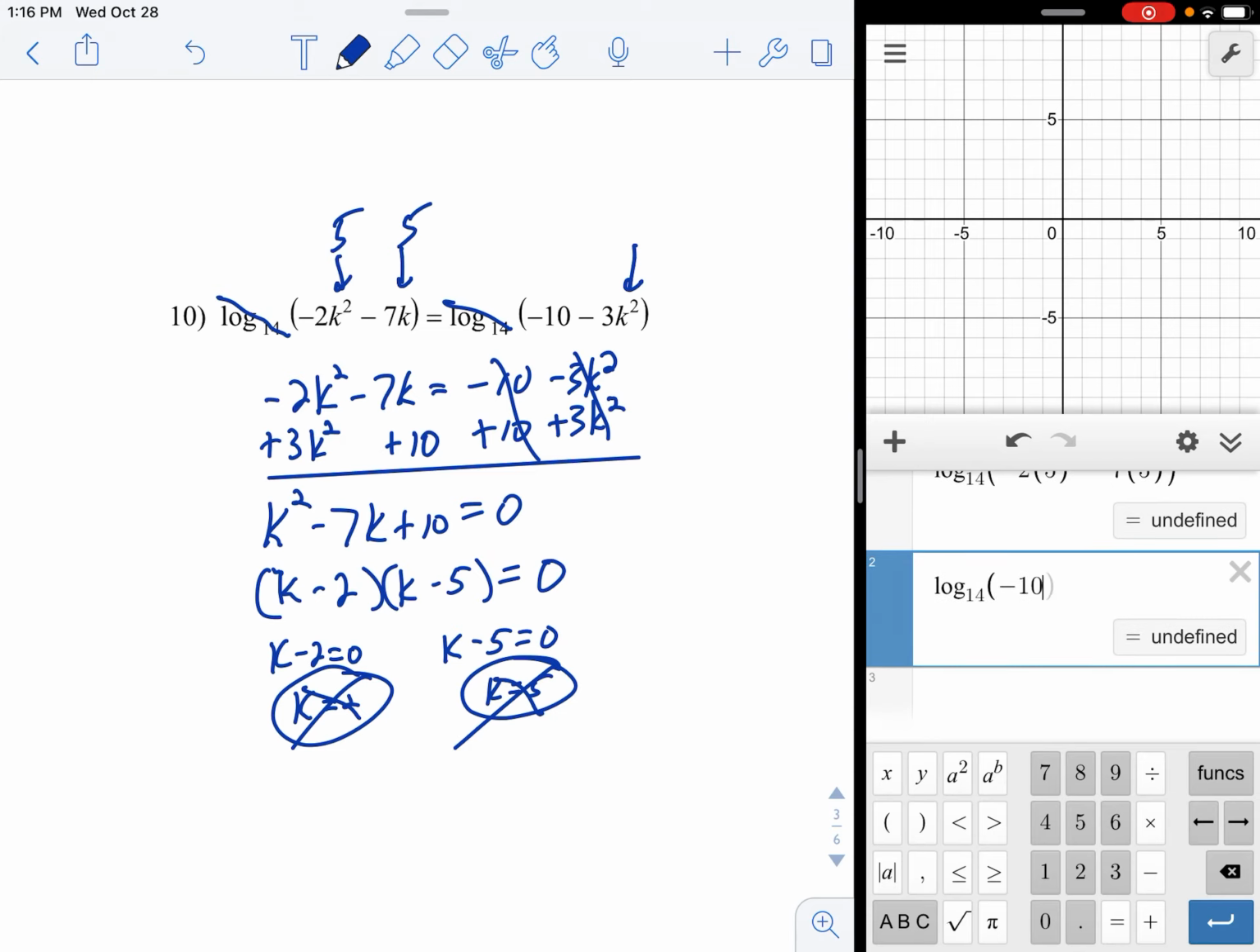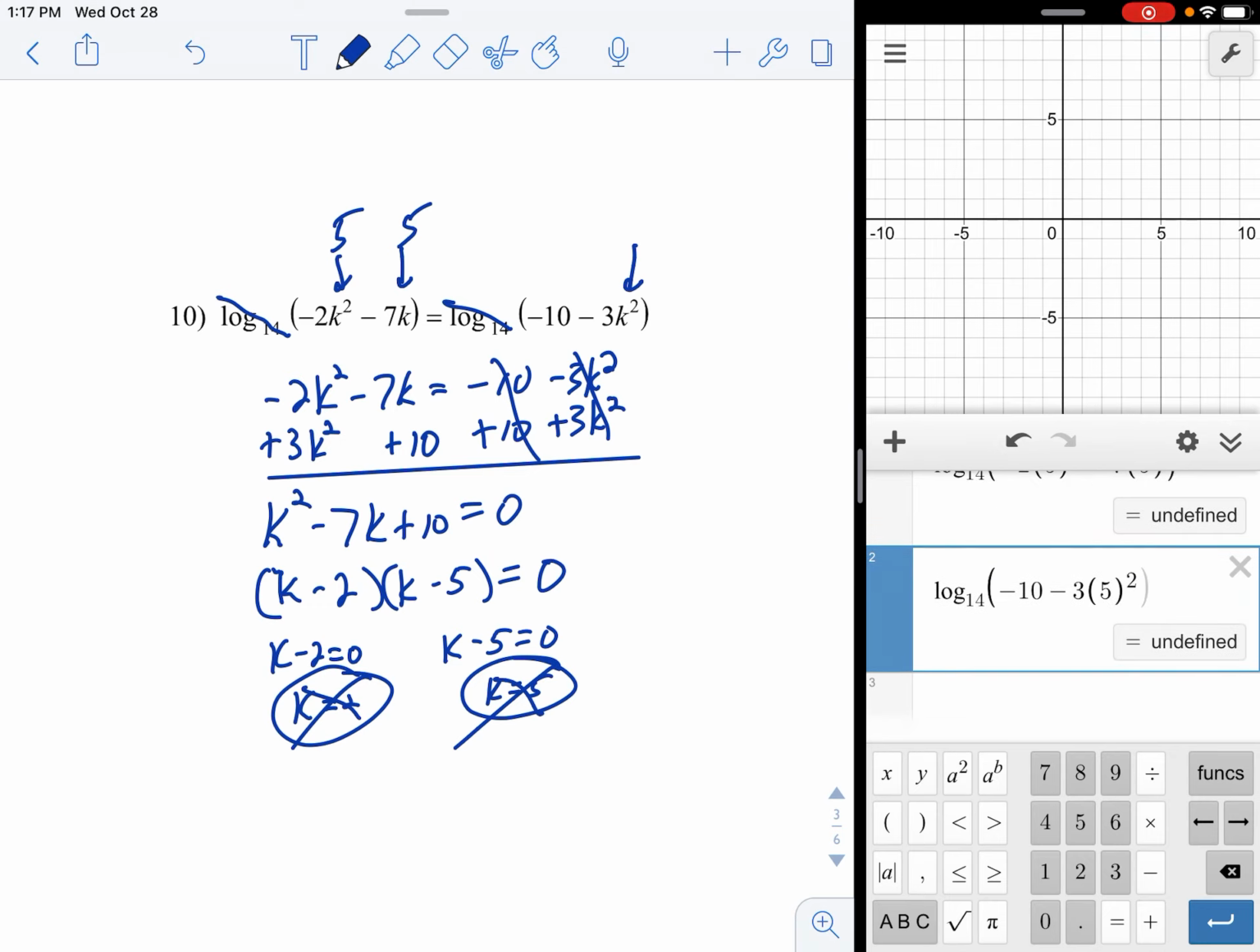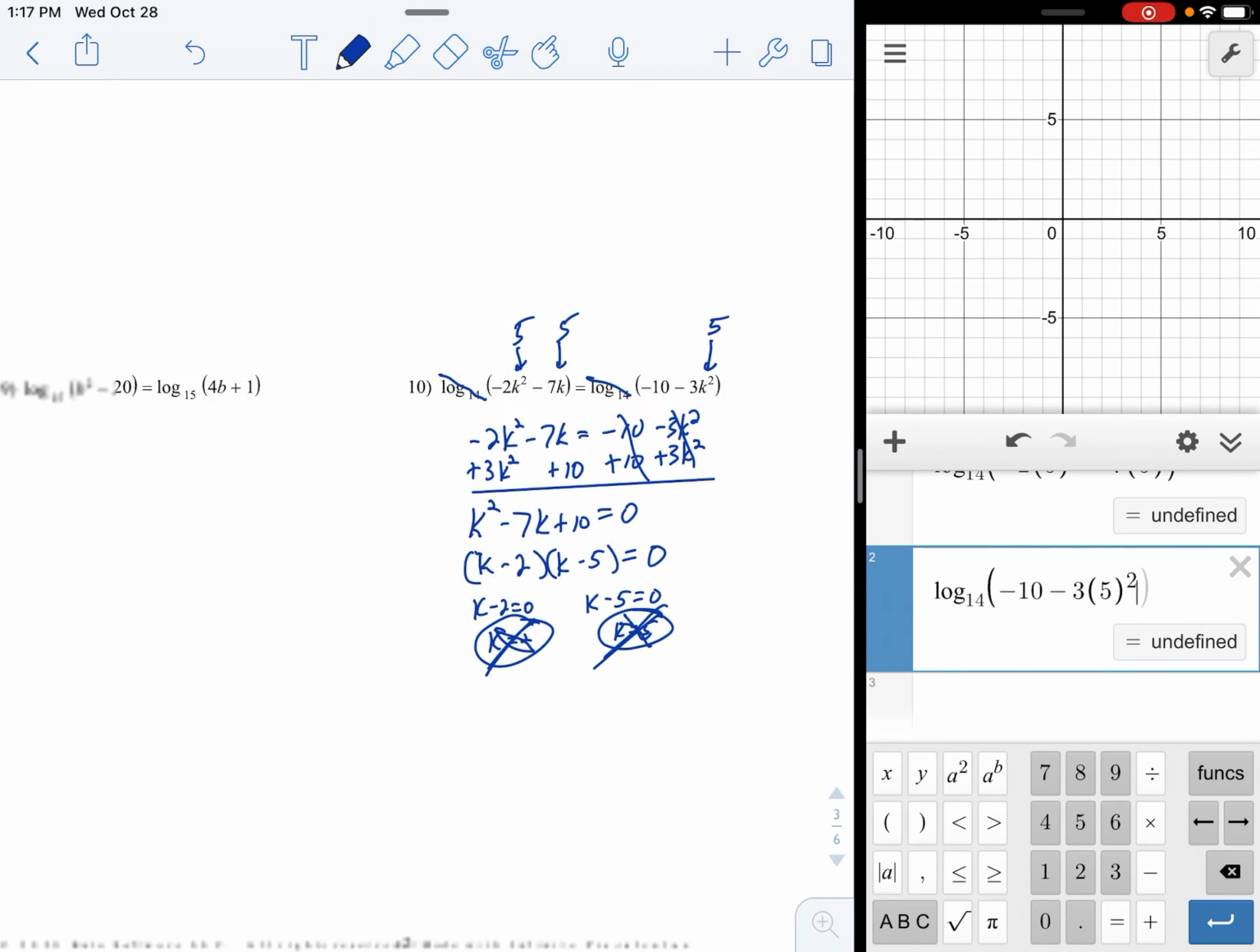-10 minus 3 times, doggone it, minus 3 times 5 squared. Well, and as you can see, that one's also undefined. Did I need to do that? No, I already knew it was extraneous. I just wanted to go through the work just to make sure.